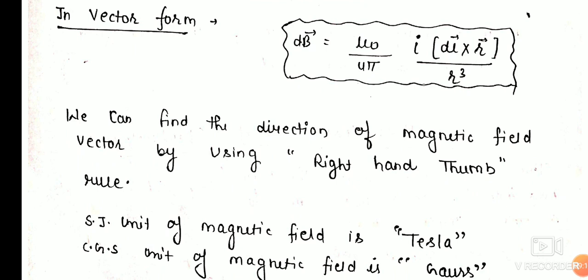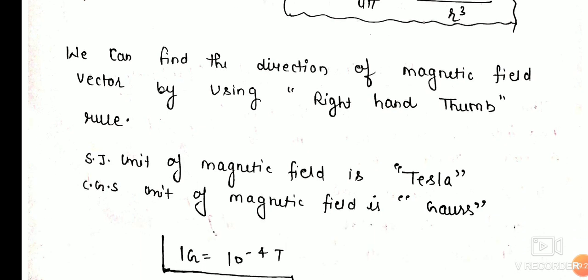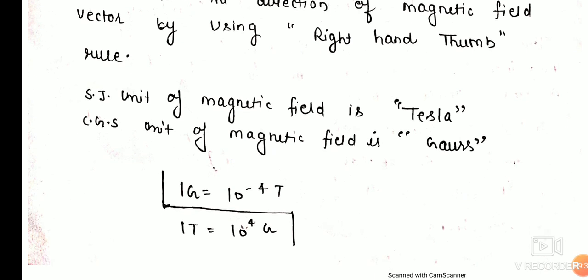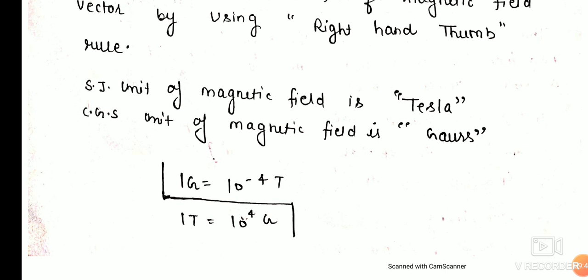Now we can find the direction of the magnetic field vector by using the right hand thumb rule. You also studied this rule in 10th class, so we will not explain it in this video. If you have any doubt, you can comment and I will make a video to explain the right hand thumb rule. The SI unit of magnetic field is Tesla and the CGS unit is Gauss. The relation is 1 Gauss is equal to 10 to the power minus 4 Tesla, or 1 Tesla is equal to 10 to the power 4 Gauss.